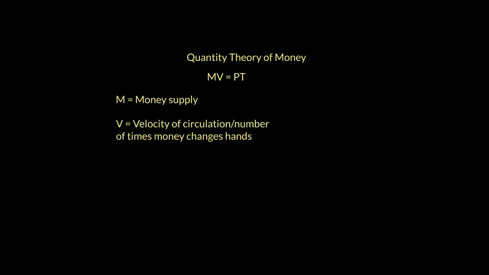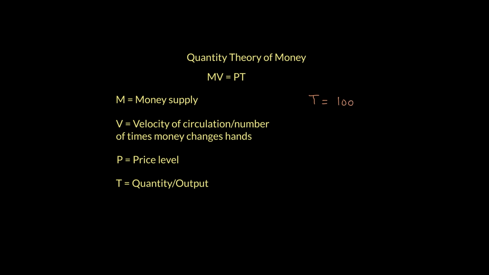V is the velocity of circulation, or the number of times money is changing hands, and I'm going to talk about this in a minute. Then we have your P, which is your price level or the level of inflation in a country, and then comes lastly the T, or quantity, which is simply the total amount of output that is available. Let's say we have a simple economy where an economy is making pizzas, and let's say the economy decides to make, for example, a quantity or T of let's say 100 pizzas, right?